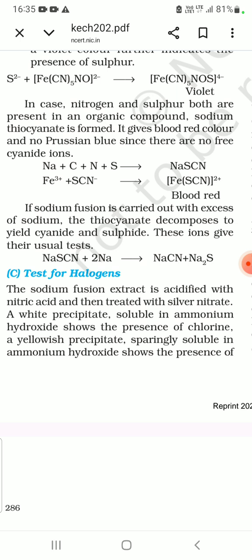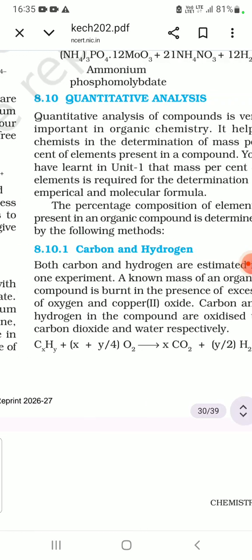If nitrogen or sulfur are present in a compound, the sodium fusion extract is first boiled with concentrated nitric acid to decompose the cyanide and sulfide of sodium formed during the Lassaigne test, as these ions would otherwise interfere with the silver nitrate test for halogens. It is given here.